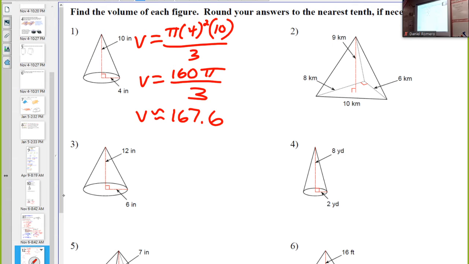Look at number 2. There's an extra measurement there that you don't need. Yes.